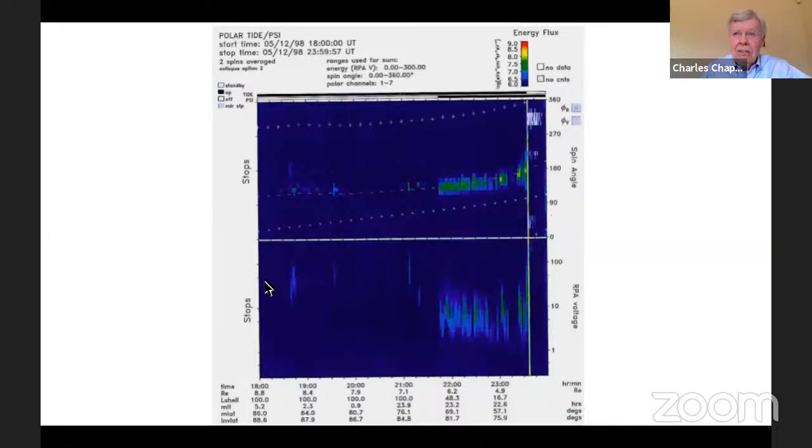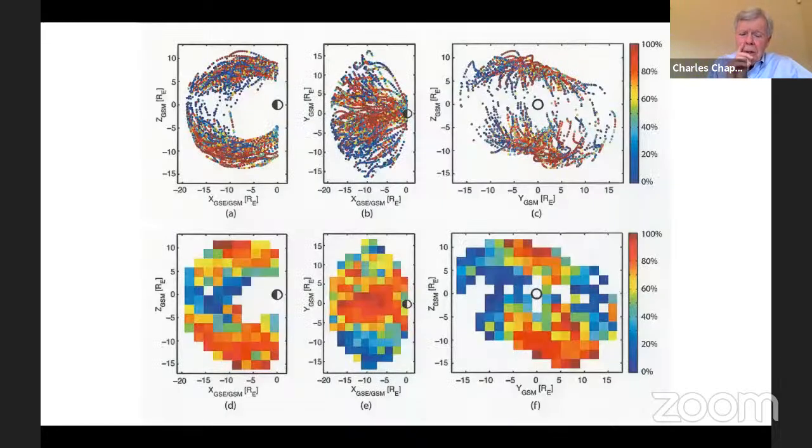So it's out there, the lobes are full, and the lobes are full all of the time, as long as the ionosphere is in the sunlight at the feet of those field lines. So that's an important thing.